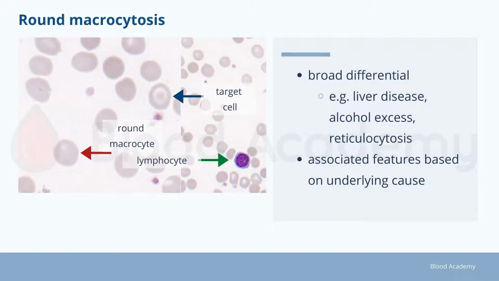Round macrocytosis, however, has a broad differential diagnosis. This includes liver disease, alcohol excess, and an increase in reticulocytes, often secondary to hemolysis. The associated morphological features are dependent on the underlying cause. For example, polychromasia and spherocytosis will also be seen in acquired hemolytic anemia.